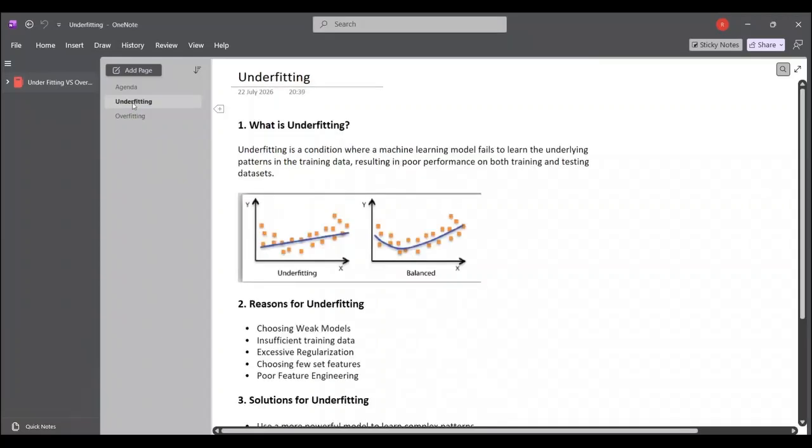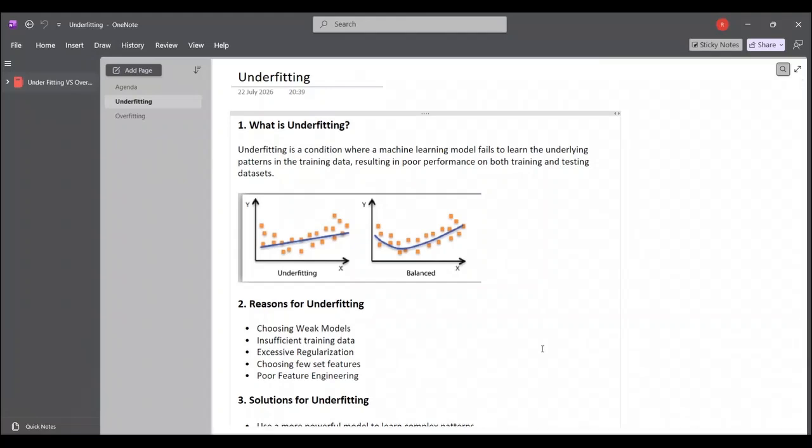Underfitting is a situation in machine learning where a model is too simple to learn the important patterns present in the training data. Instead of understanding the relationship between the input and output, the model learns only a small amount of information. Because of this, it fails to make accurate predictions. An underfitted model performs poorly not only on the training dataset but also on new or unseen data. This means the model has not learned enough from the available data to solve the problem effectively.